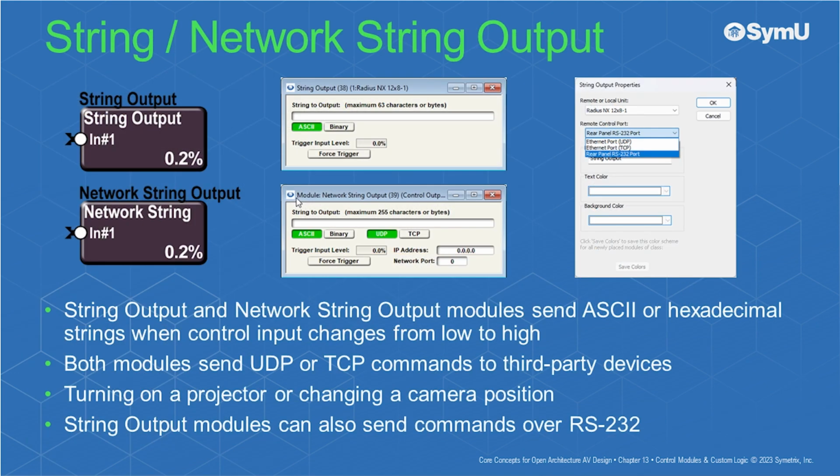String output and network string output modules send out a text, ASCII, or binary, hexadecimal, string every time its control input changes from low to high. Both modules send UDP or TCP commands to third-party devices, such as turning on a projector or changing a camera position. String output modules can also send commands over RS-232.